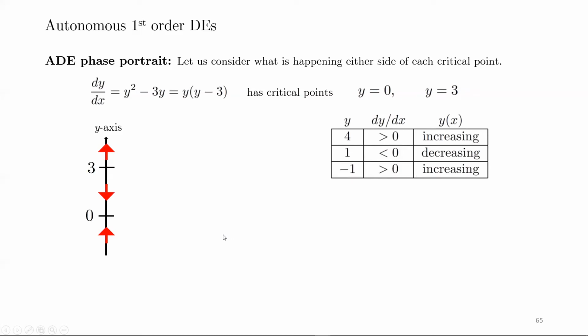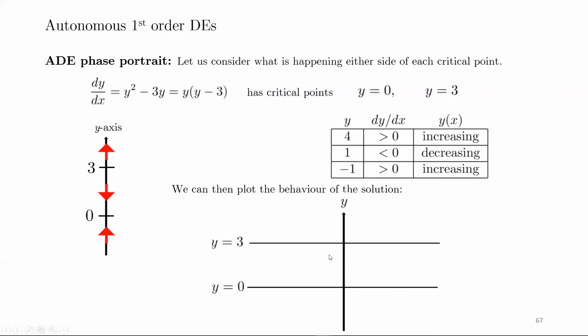Okay, so you can sort of imagine what's going to happen here. If you have a y value that is somewhere in the middle of 3 and 0, then the function is going to move towards that critical point 0. Or if you start at, let's say, a negative value of y, then you're going to eventually increase towards that value of 0. So we can plot the behavior of this solution on a graph.